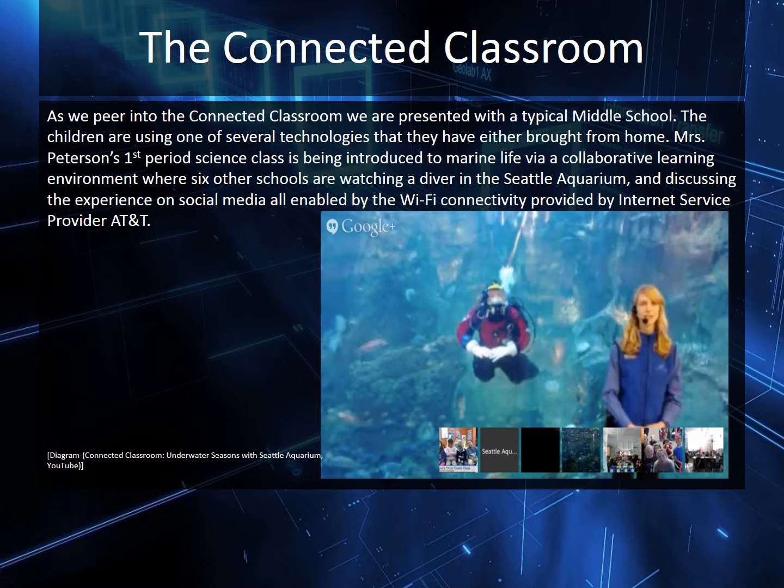As we peer into the connected classroom, we are presented with a typical middle school. The children are using one of several technologies that they have brought from home, and we see in Mrs. Peterson's first period science class the children being introduced to marine life through a collaborative learning environment where 6 other schools are watching a diver in the Seattle Aquarium and discussing the experience on social media, all enabled by the Wi-Fi connectivity provided by Internet service provider AT&T.